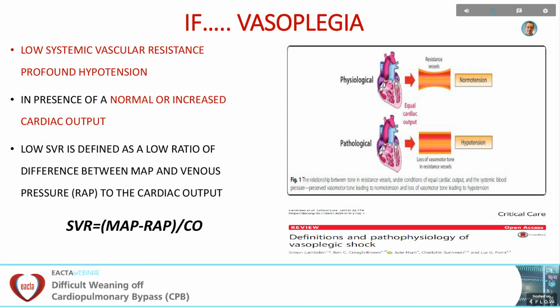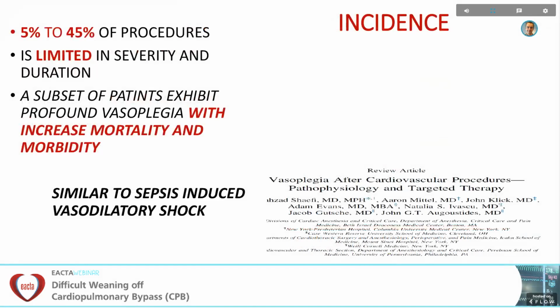The second difficult situation in weaning patients from CPB is vasoplegia. Vasoplegia is defined as low systemic vascular resistance with hypotension in the presence of normal or increased cardiac output. So again, we need to measure the cardiac output and the systemic vascular resistance. It has an incidence from 5 to 45%, is limited in severity and duration, but has increased mortality and morbidity. As you well know, it is similar to sepsis-induced vasodilatory shock.